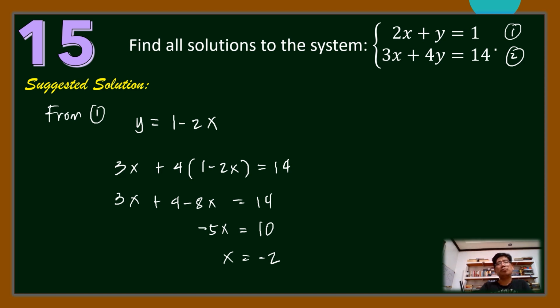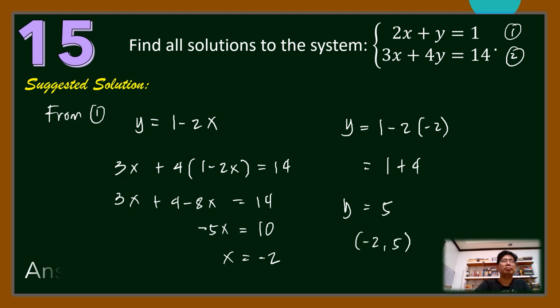Let us solve for the value of y. y will be equal to 1 minus 2 times negative 2. And this is equal to 1 plus 4. Then y is equal to 5. Hence, the solution to the system is the ordered pair negative 2, 5.